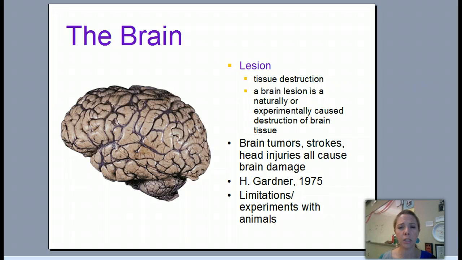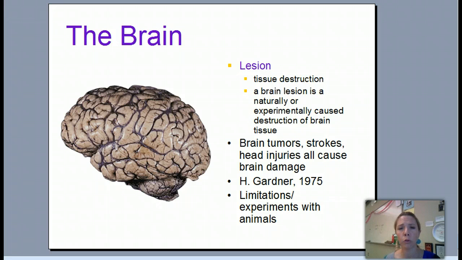So a lesion is like destroying a tissue, or cutting a part of the brain and then looking at what happens behaviorally when we get rid of that part of the brain. So I'm literally destroying parts of my brain tissue. This could be naturally occurring, or it can be made in a laboratory.